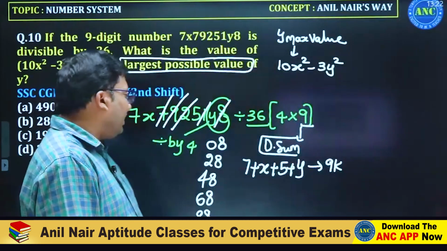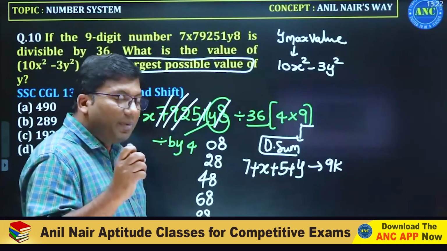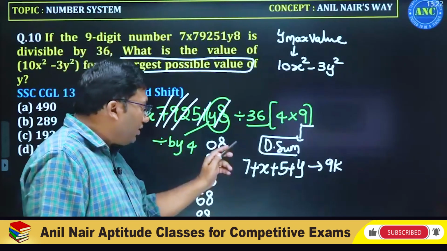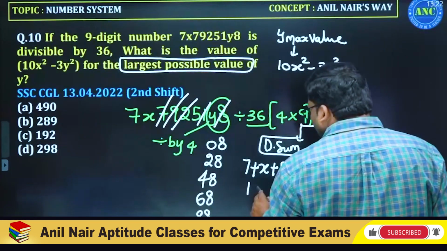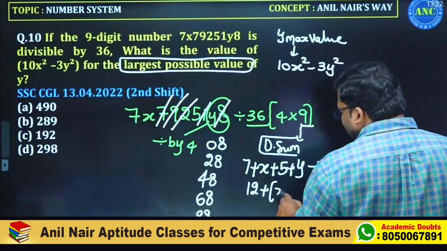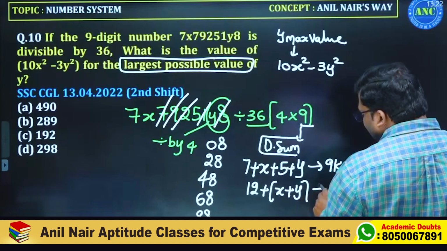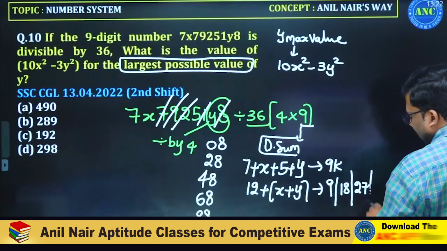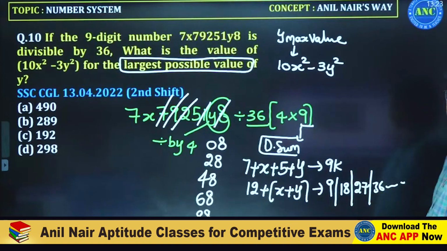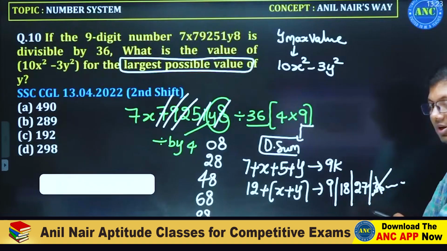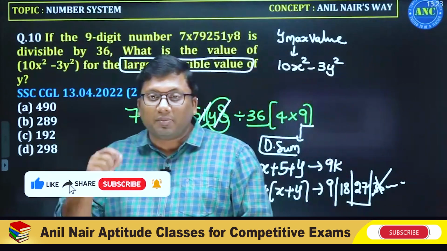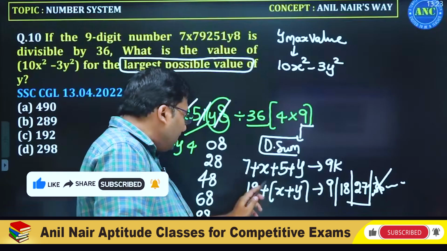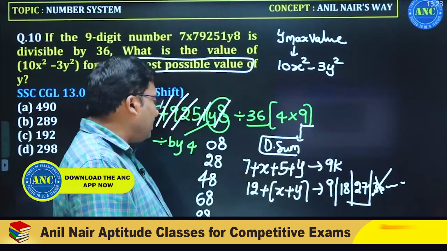I hope the idea is very much clear to you. Divisible by 4 means I got multiple cases for y. Divisible by 9 means I got multiple cases. So here it will be 12 plus x plus y. It will be either 9 or multiples of 9: 9, 18, 27, 36 and so on. 36 onwards it is not possible because x and y are digits. The maximum value a digit can take is 9. 9 plus 9 is 18. 18 plus 12 is 30, so 36 is not possible.